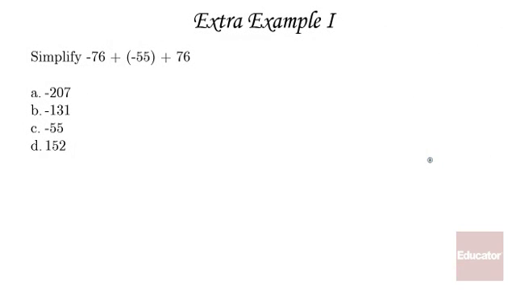Let's try simplifying negative 76 plus negative 55 plus 76. Now when you're looking at equations, expressions, don't jump right into it right away. Look at it ahead of time and think about it because that could save you a lot of work.